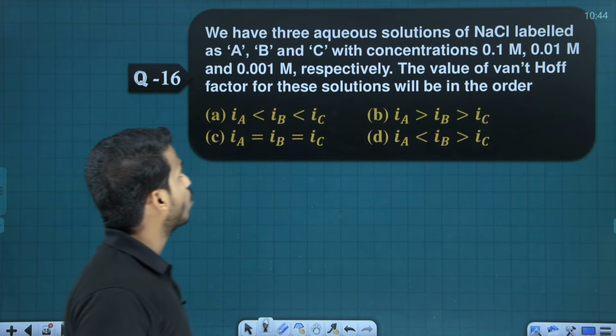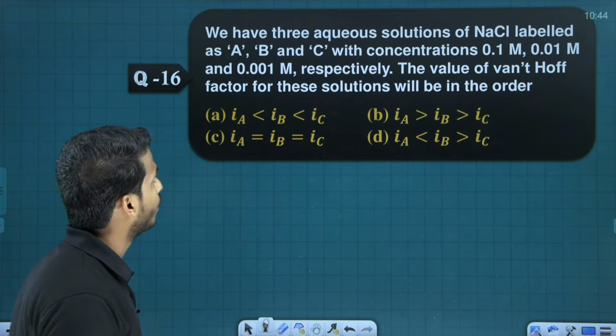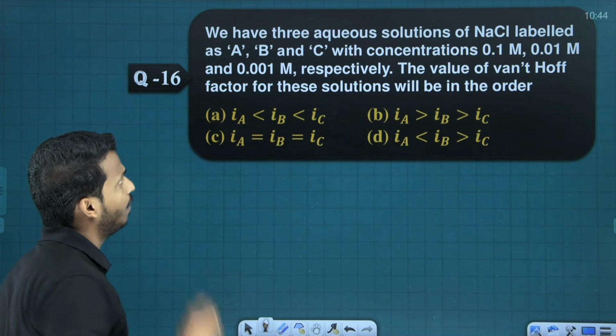We have 3 aqueous solutions of NaCl labeled A, B, C.